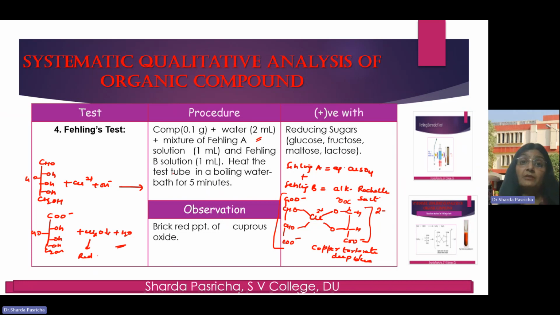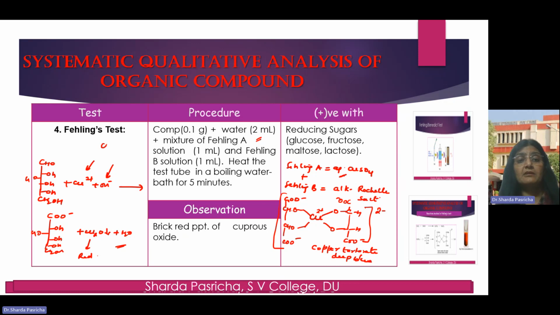Now, the important question that you have to understand here is, when in the Fehling test you require only cupric ions in the alkaline medium, why do you have to take the trouble of making Fehling A and Fehling B, and then mixing the two solutions together and then doing the Fehling test? Why can't you prepare an alkaline solution of copper sulfate and do the test? The answer is very simple.